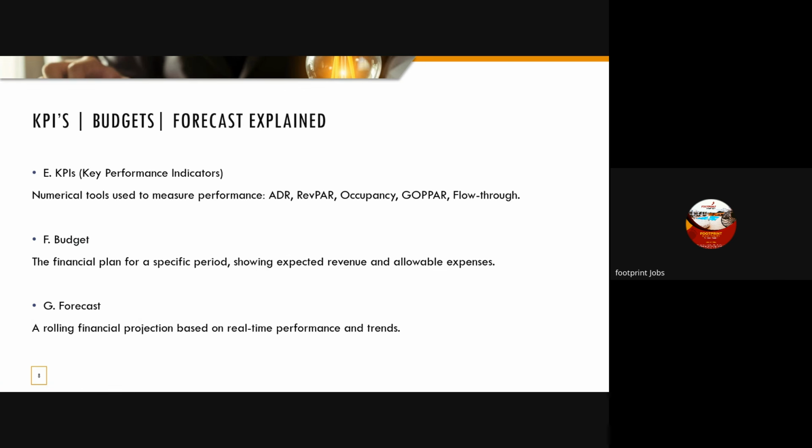Now, these are different numerical tools used to measure performance. We are definitely going to explain all of them. We have the ADR, we have the RevPAR, we have the occupancy, we have the GOPPAR, we have the flow through. I'll explain all of them and tell you what the meanings are, through this training. So you get to understand what it means, because most times when you're talking to your owners or other professionals, you need to be able to make use of most of these terms just to show that you're actually grounded in the hospitality sector. So we have the ADR, we have the RevPAR, we have the occupancy.